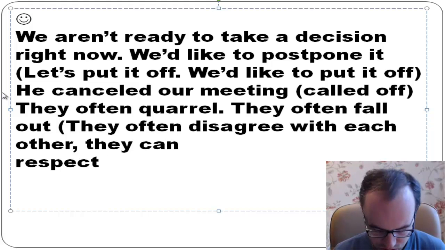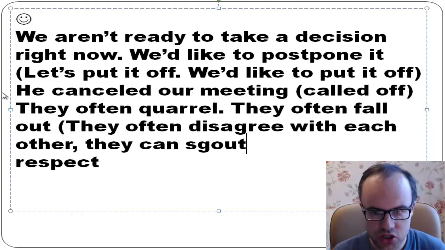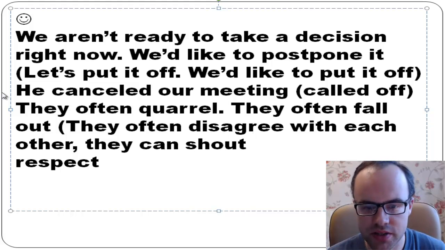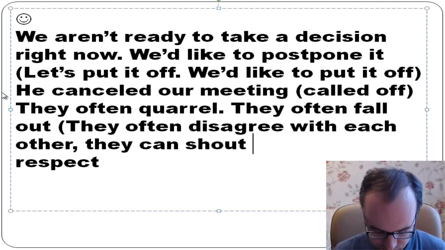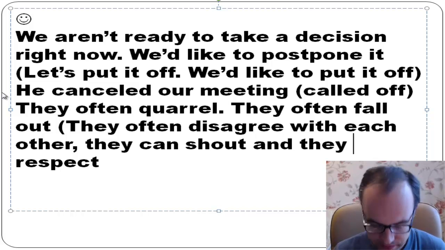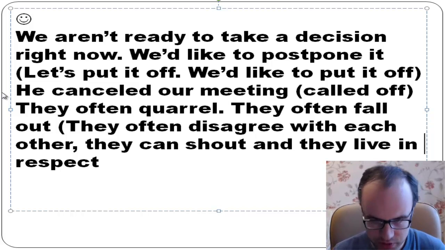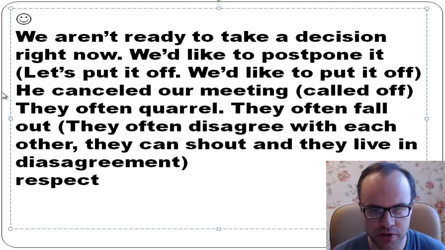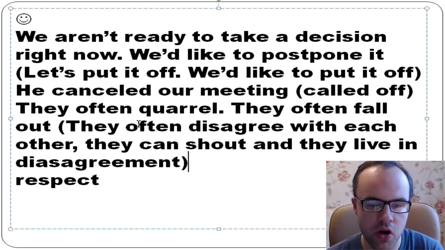They can shout. And it means that they live in disagreement. They often live in disagreement when they don't agree with each other, so they fall out. That they often quarrel, but you can say they often fall out.